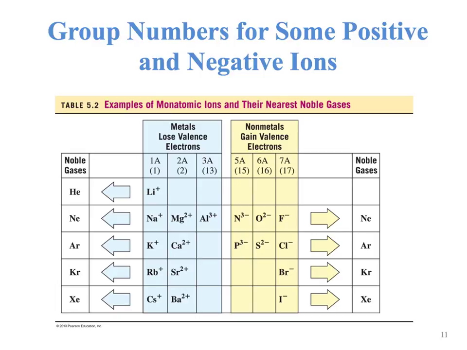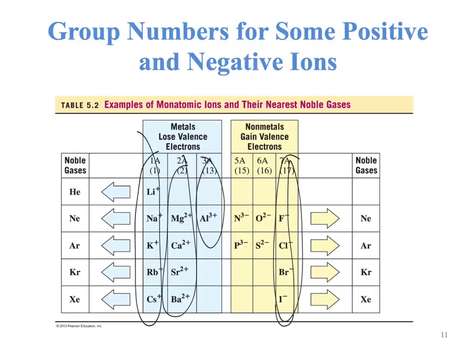So depending on where these elements are in the periodic table, we can predict the charges. If they are in group 1, they are going to have +1, group 2 +2, aluminum will be +3, halogens, or this group, will be -1, oxygen and sulfur -2, nitrogen and phosphorus -3.